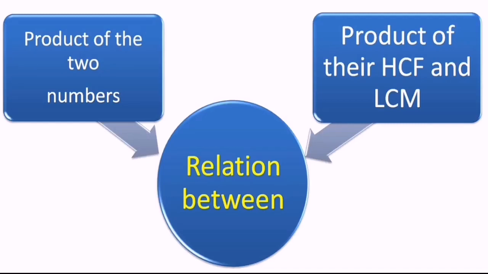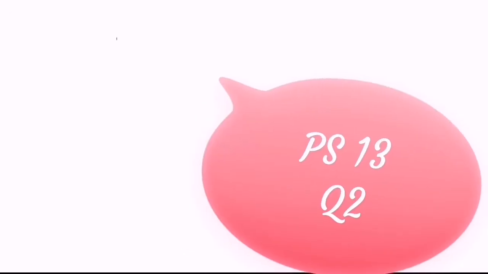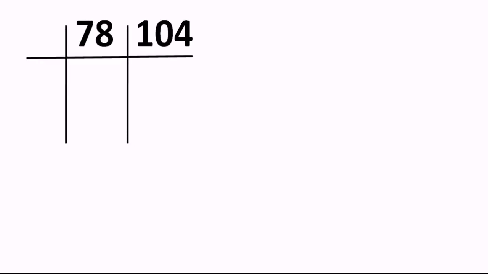This is question number 2 of your PS 13. Let's move on. The numbers given are 78 and 104. Both the numbers are even, so of course we are going to utilize 2 for the division, right? Because they are even. And here we go. When you divide 78 by 2, we get the answer 39, right? And when you divide 104 by 2, see, dividing by 2 is nothing but making it half. Half of 78 is 39, and half of 104 is 52.